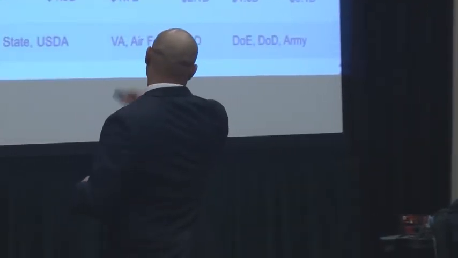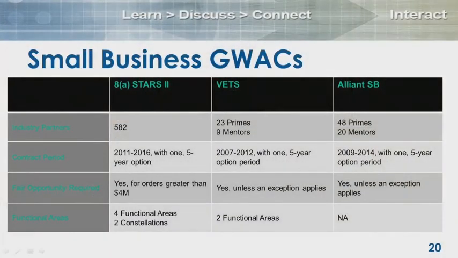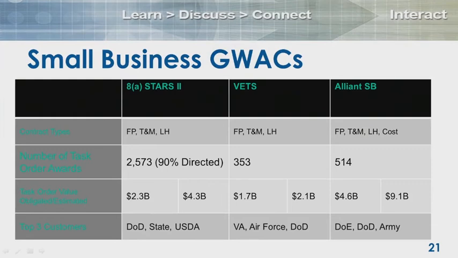Task order values is the third one down, and what we've done here is just tell you how much money is going through the contract vehicles. This $2.3 billion, for those of you who can't see, the first number is what's obligated. The second number is the estimated value. Obligated, we like to say, is the money that's actually gone through the hands of our industry partners. The second number is if all the options on those task orders are exercised and it comes to fruition, that's what the value will be. So $2.3 billion going through the hands of 8A contractors, and we expect $4.3 billion to come from that. The VETS GWAC, $1.7 billion.